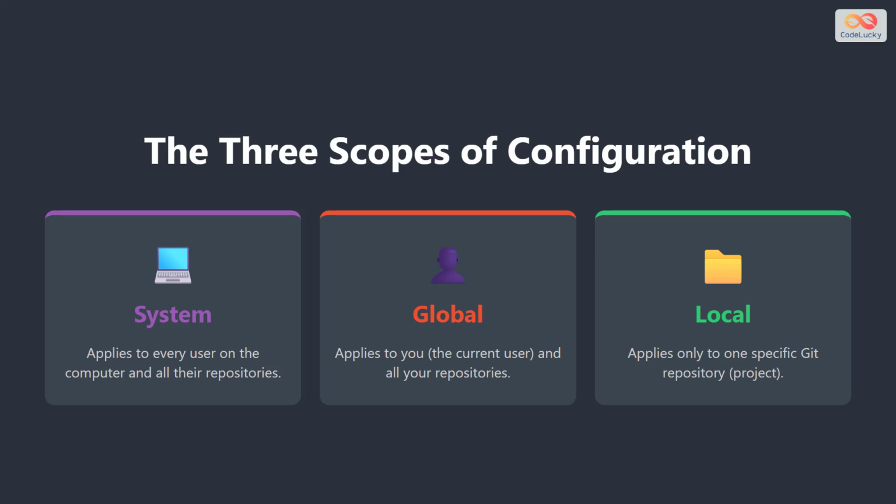Git looks for configuration in three specific places. These are known as scopes. They are system, global, and local. Each scope applies to a different breadth of operation, from the entire computer down to a single project folder.